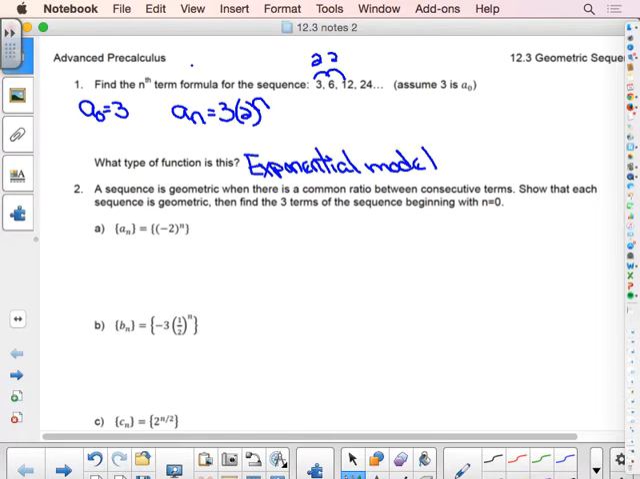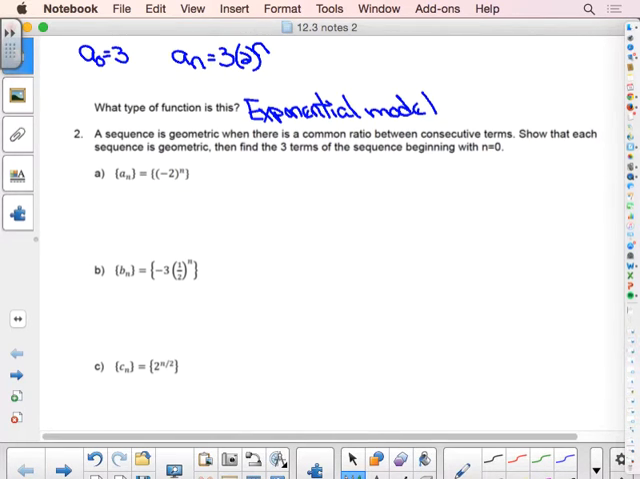So we're going to take a look at 2a, and then 2b and c will be homework. So just like we did in an arithmetic sequence, when we want to find the common difference, we take n plus 1 and subtract n. This time we want to show the common ratio. We want to show the ratio, and we're going to do that by taking a sub n plus 1 divided by a sub n.